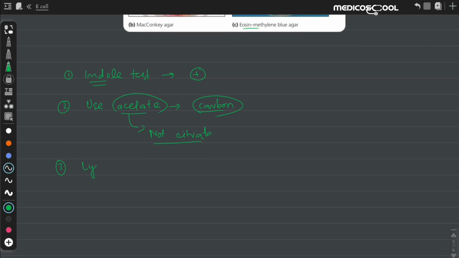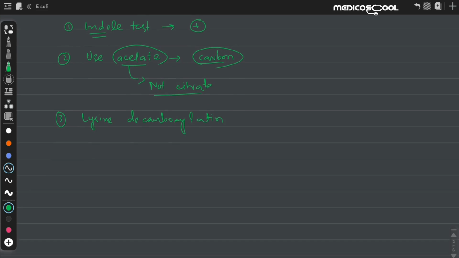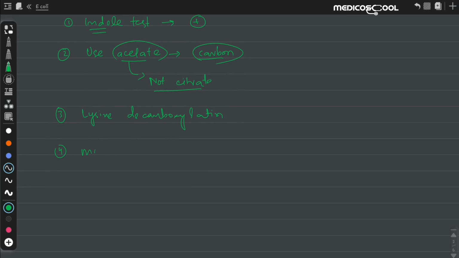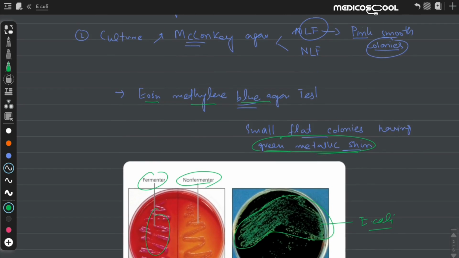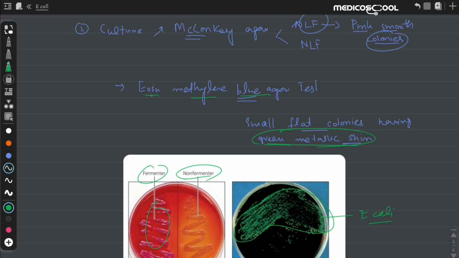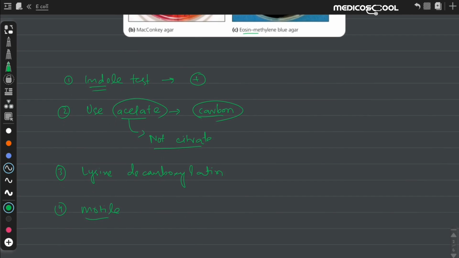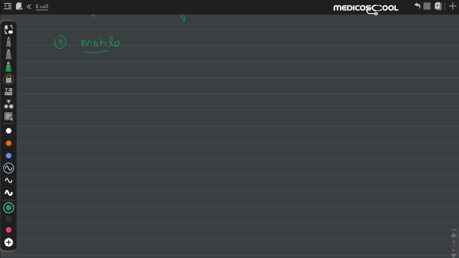The third one is lysine decarboxylation. Escherichia coli can decarboxylate lysine, while other lactose fermenters cannot. And the fourth one is motility: Escherichia coli are usually motile and the other lactose fermenters are non-motile. So the first differentiating test is the eosin methylene blue agar test. The second one is indole. The third is the use of acetate and not citrate, then lysine decarboxylation, and the fourth is the motility test.